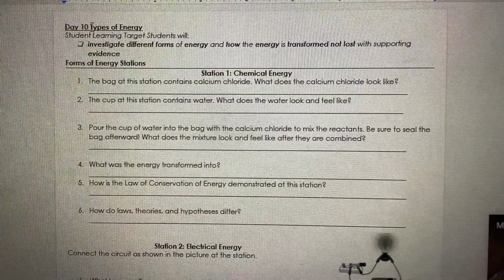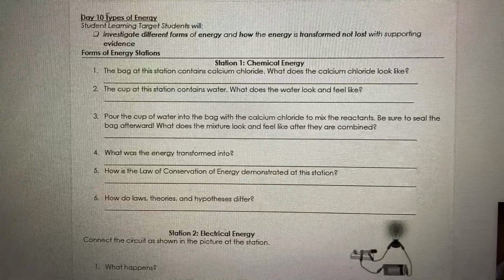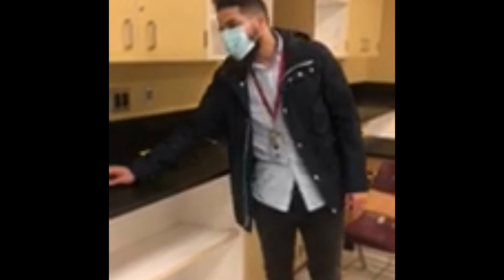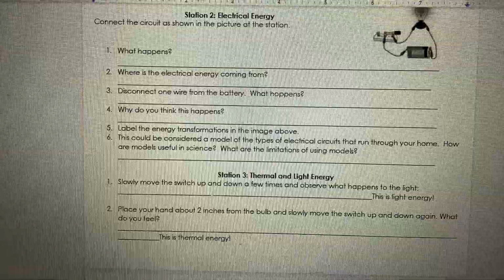Now be sure that you answer questions 1 through 6. Go. Okay, hello boys and girls. I'm demonstrating today day 10, station 2 for types of energy. This second station is called electrical energy. So the first thing I'm going to do is connect this circuit. And after I connect this circuit, you can see what happens. This time you're going to answer questions 1 and 2.